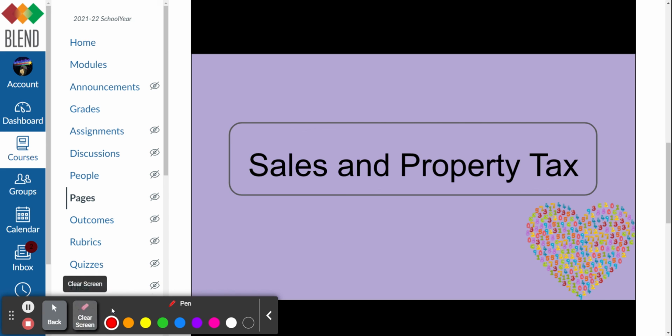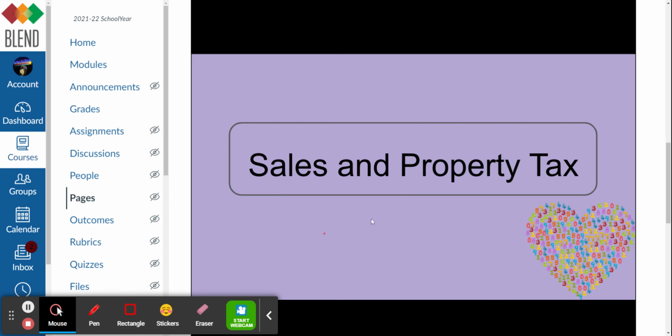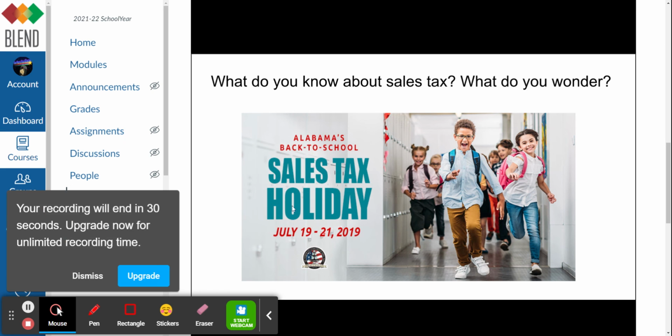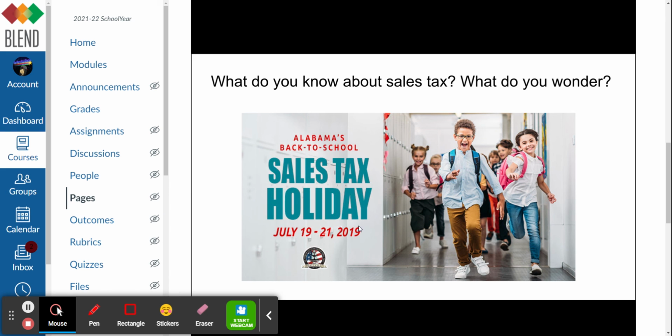On sales and property tax, oops, keep on hitting the wrong button. Sales tax, for instance, at the beginning of every year, they have a back to school sale where they'll do a sales tax holiday where they won't charge sales tax on any clothes or school supplies. But most of the time, every time you buy something, you're going to pay sales tax.